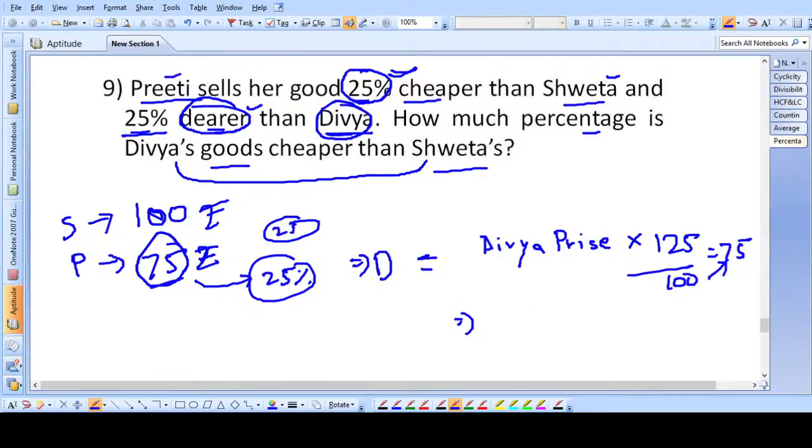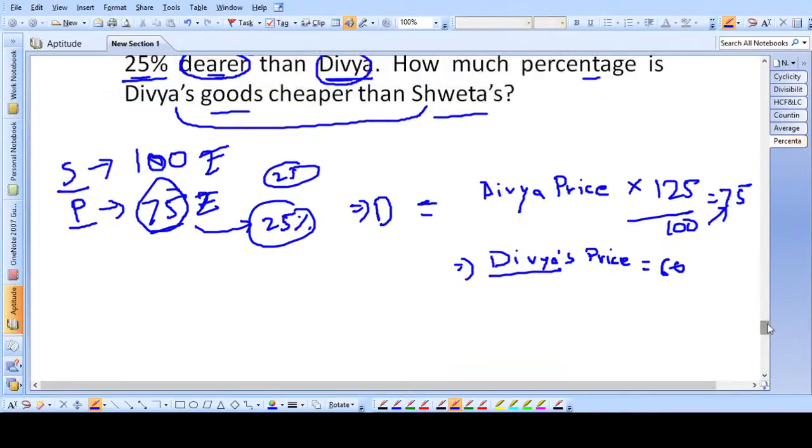You just cross multiply, and so on. So what will you get? Divya's price. Oh, sorry, my bad. So this is 60. Now you know the price: how much Divya has been selling, how much Shweta has been selling, and how much Preeti has been selling. Now you want a relation between Divya and Shweta. So what is the case here?